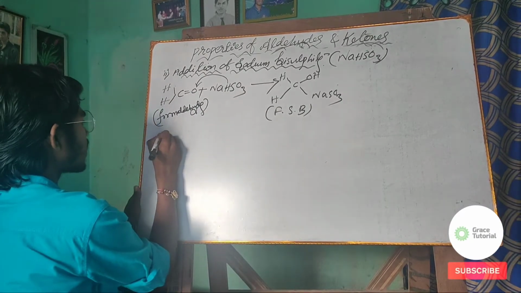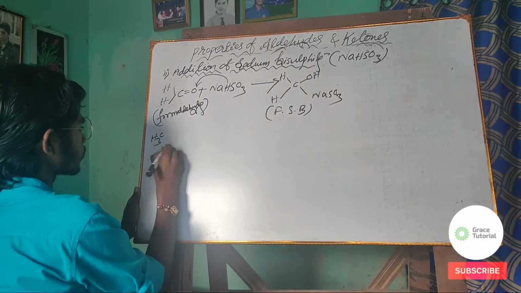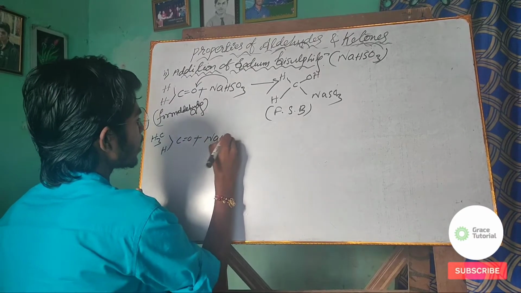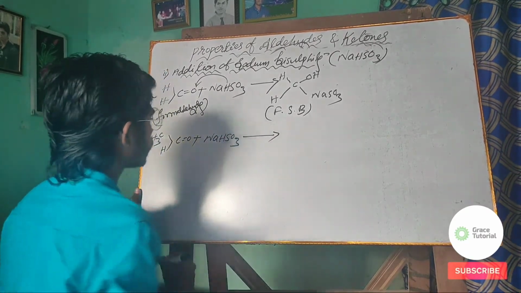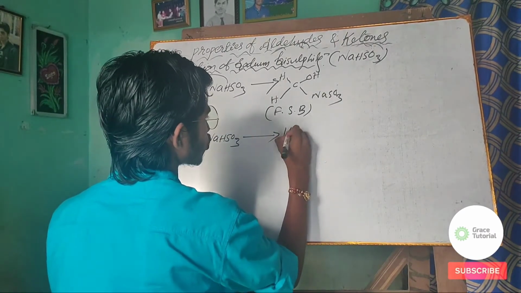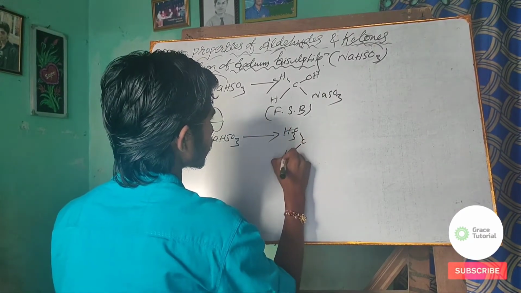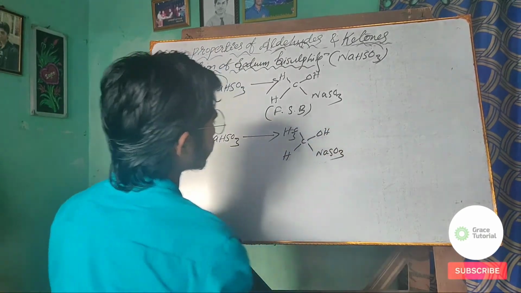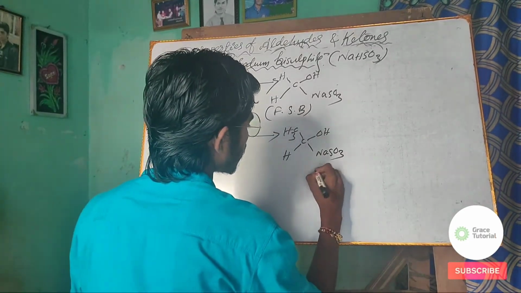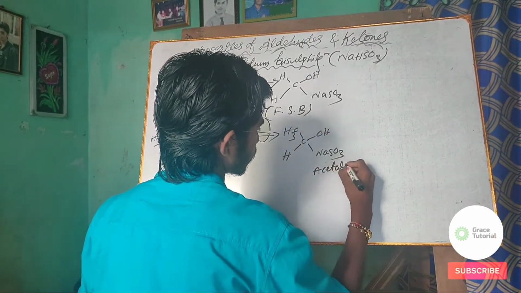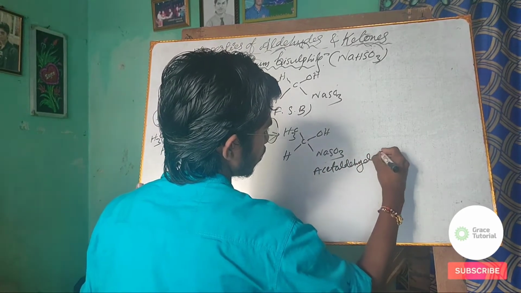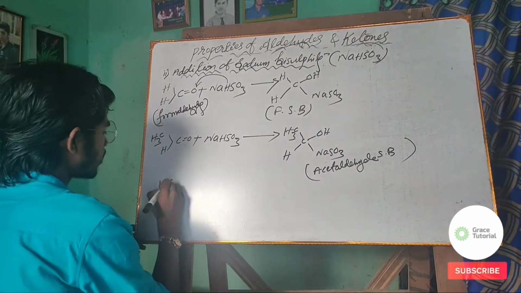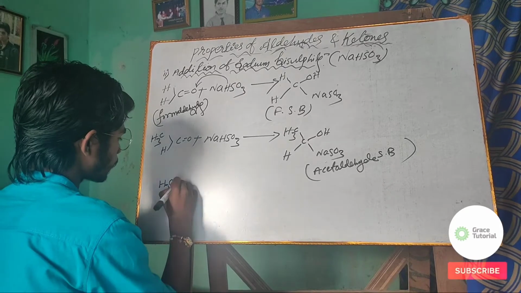And suppose we take acetaldehyde and react with NaHSO3, then what do we get? Exactly the same thing happens here, but only the CH3 will be added, OH and NaSO3. So what's the name of this compound? Acetaldehyde sodium bisulfite.